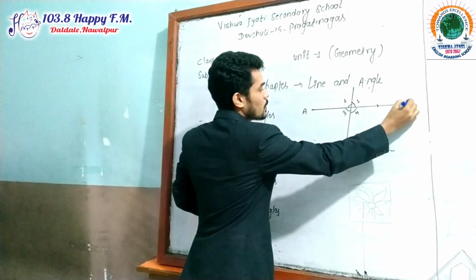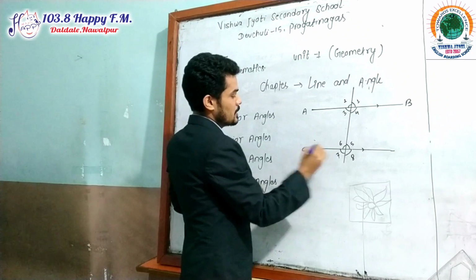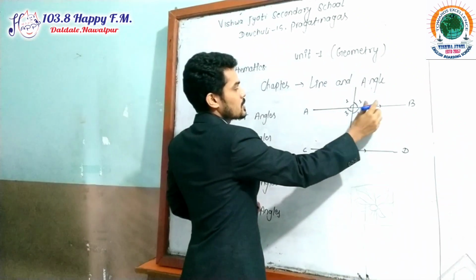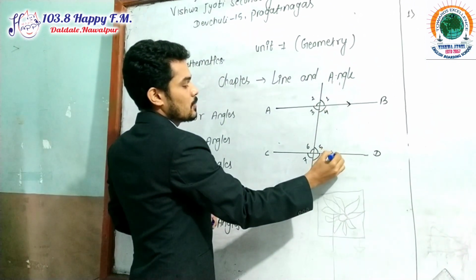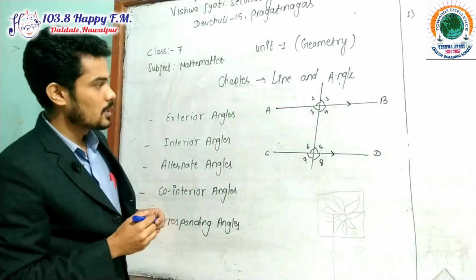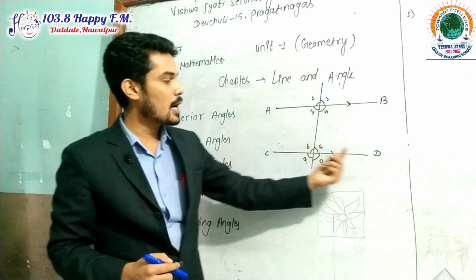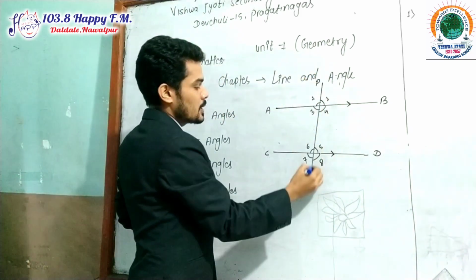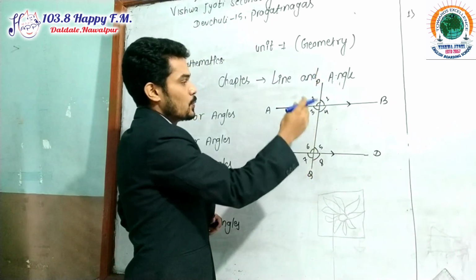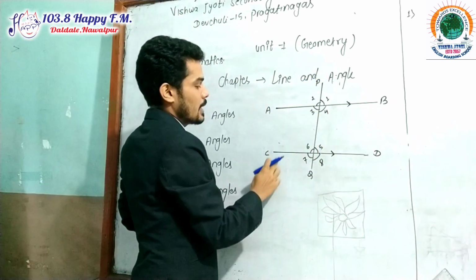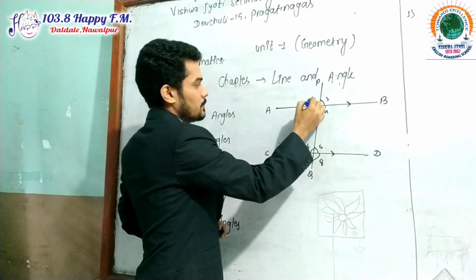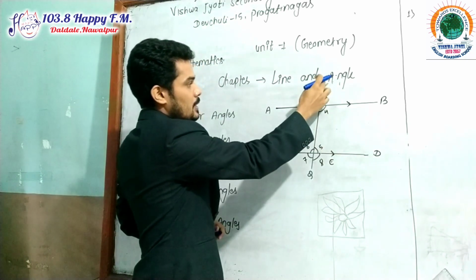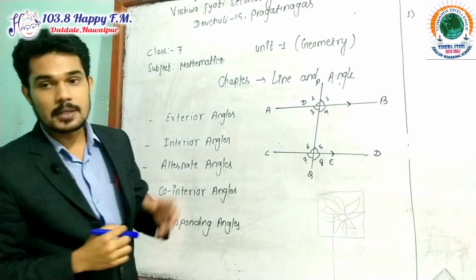AB is one line, and similarly CD is another line. These two lines are parallel to each other. This is the symbol of parallelism. This is the symbol which represents parallelism. AB and CD are the two lines. And again PQ is the vertical line which intersects the lines AB and CD at the points D and E. At the points D and E, this PQ line is known as the transversal.